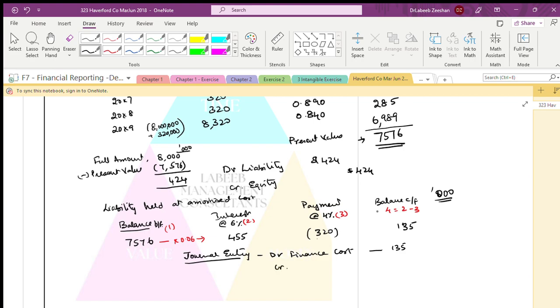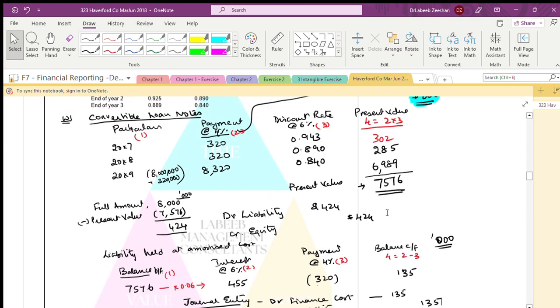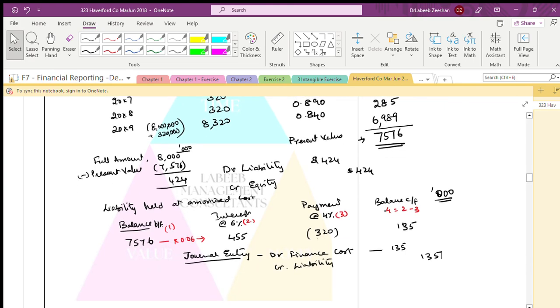Credit will be the liability, as we have to pay it. How much is there? 130. This is what we have to do, very easy. First we have to calculate the present values, taking into consideration the coupon rate and the discount rate. Then we take the difference between the full amount and the present values. It is going to be constituted as equity. Again, we have to write the general entry.